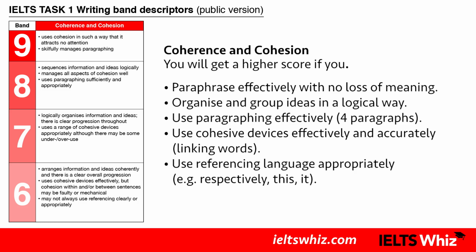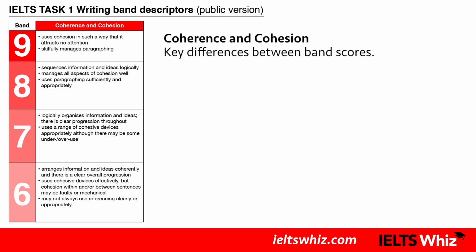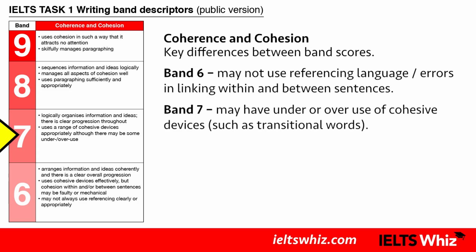Also, you need to use cohesive devices, such as linking words effectively and accurately, and use referencing language when appropriate. For example, words such as respectively, this, or it. The key differences between the band scores is that for band 6, the candidate may not use referencing language, or there are errors in linking within and between the sentences. For band 7, there may be under or overuse of cohesive devices, such as transitional words.